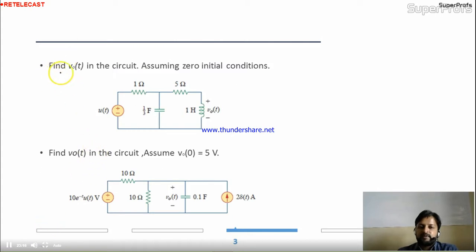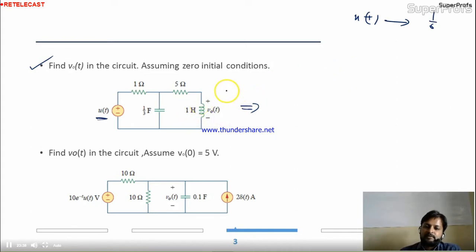Now come to the question. Find V naught T in the circuit assuming 0 initial conditions. They have given the initial conditions as 0. What about this? This is u(t) given, right? So u(t), remember the conversion of u(t) is 1 by S in the Laplace domain. So we'll take the Laplace transform of this circuit. Resistor will be as it is, 1. This will be 1 by S.